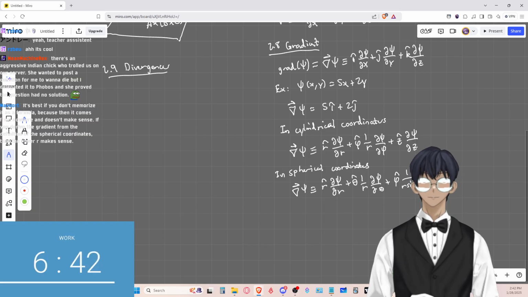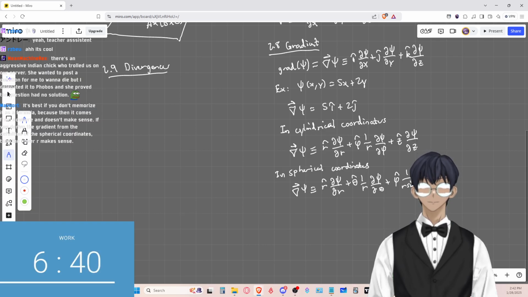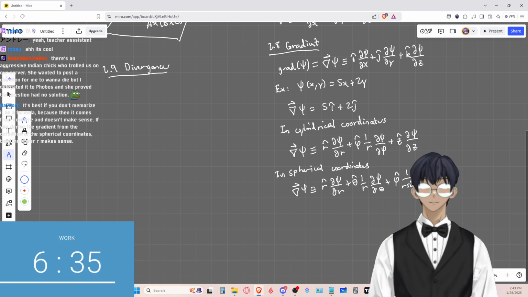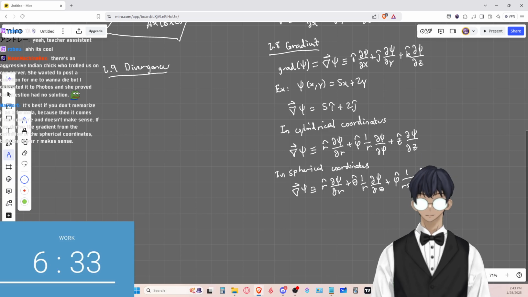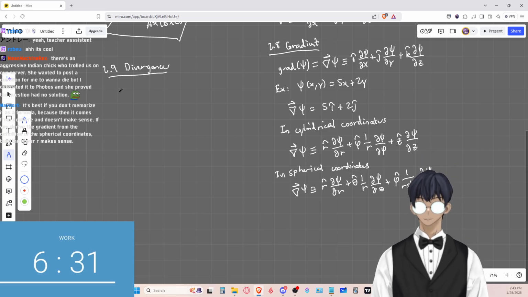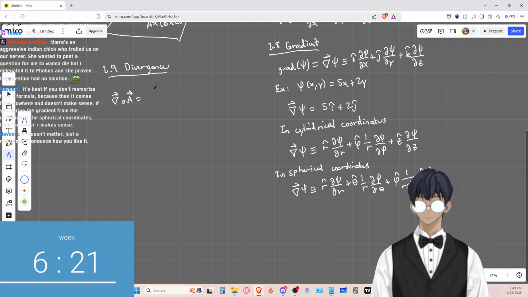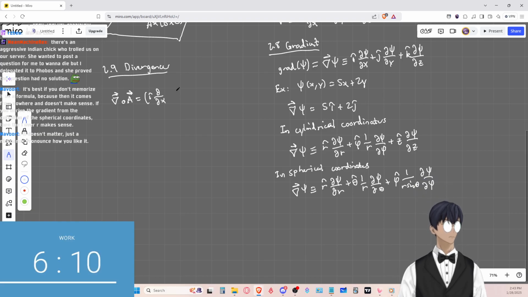Let's see here. Okay, so divergence. I remember divergence was sort of like an example of a dot product, but more of a derivative version of a dot product. That's how I remember it.